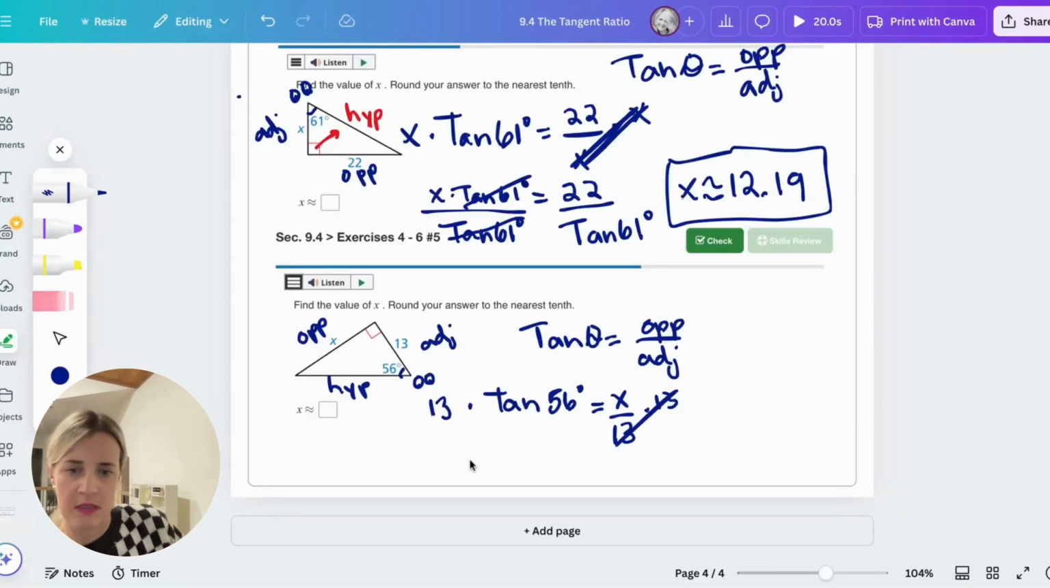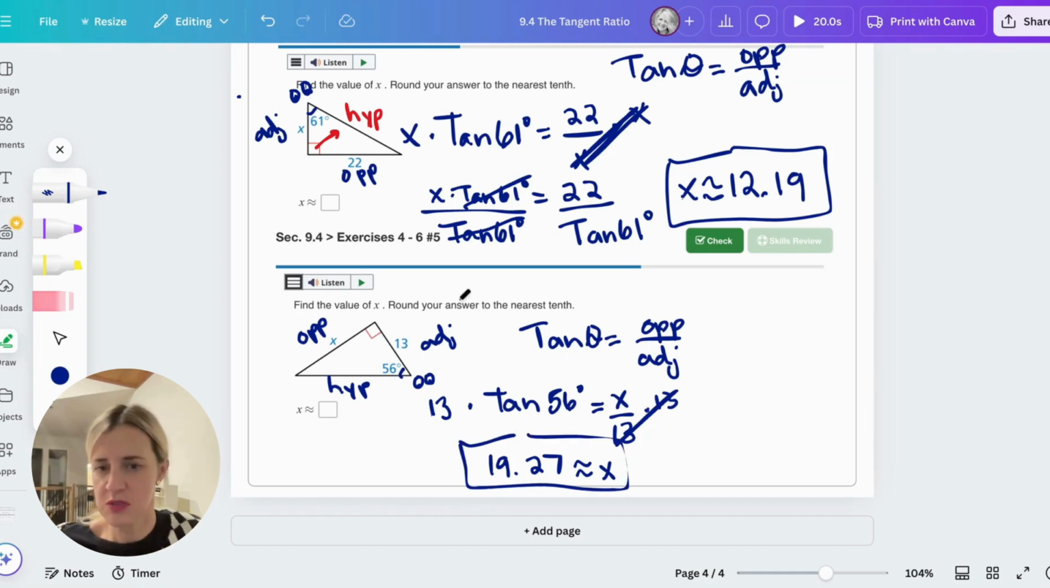And so 19.27 approximately is equal to our x. Again, double check that looks about right. Sure does. I mean, the shortest side is 13. It's going to be a little bit longer. We don't know the hypotenuse yet.